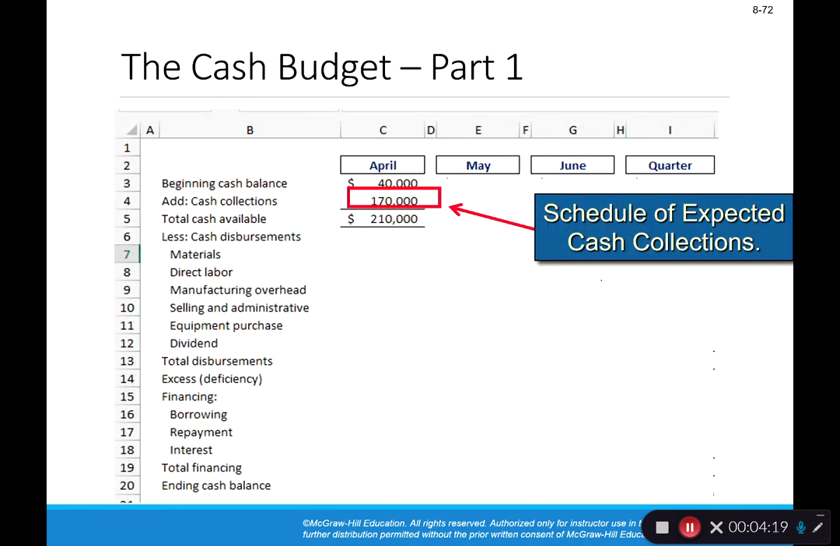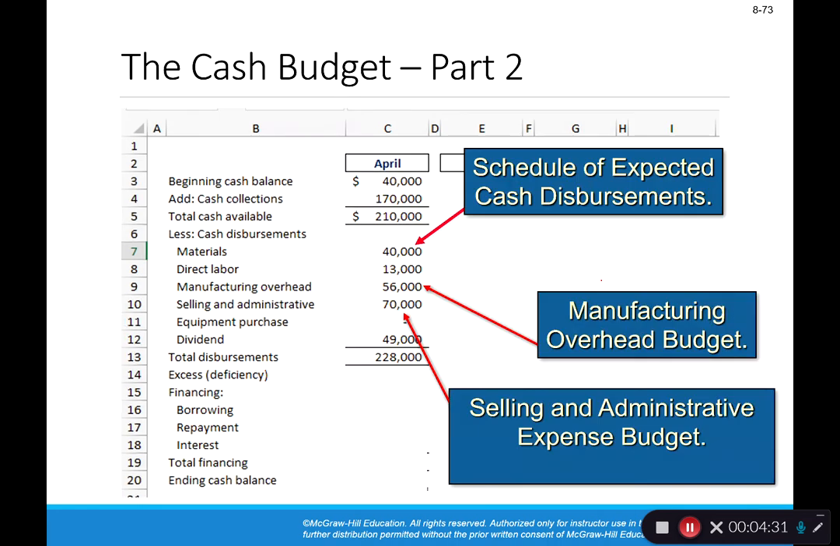So we start with our beginning cash balance. Then to that we add our collections, which is from the schedule of cash collections. I recommend that you scroll back in the PowerPoints to find it, but we did already calculate that number. Then we're going to add in all of our disbursements, which come from our various budgets. The materials comes from our schedule of expected cash disbursements for materials, labor from our labor budget, overhead from our overhead budget, selling and admin we just recently did.